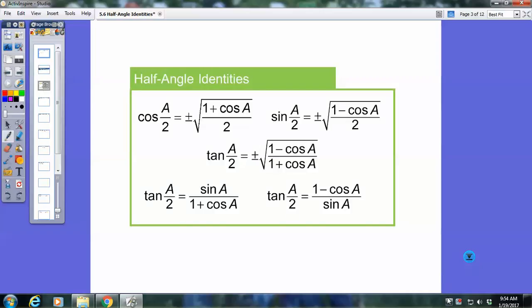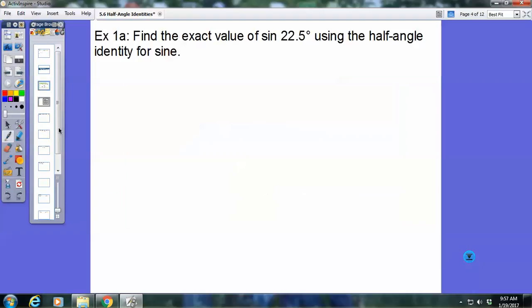There are 5 formulas. Let's look at some examples. Again, these formulas, like everything else, are all going to be on that formula sheet. You don't have to memorize these formulas, you just have to be able to use them. We do have 3 options for tangent, so we'll just pick whichever one we think would be easiest for the problem we're on. So A, find the exact value of sine of 22.5 using the half angle identity for sine.